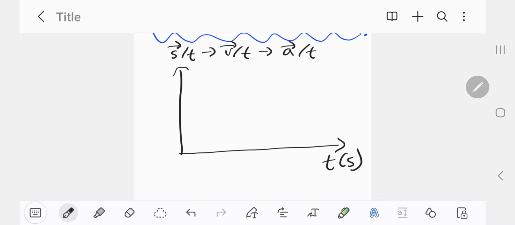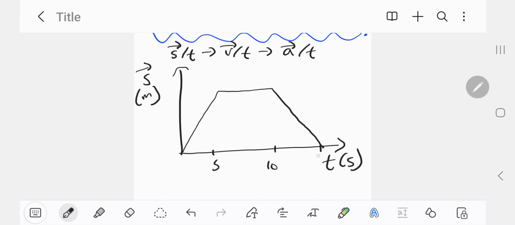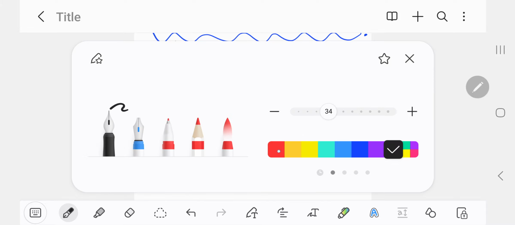Time is typically always on the x-axis because that's where your independent variable goes. That's where the variable that's changing goes. So time is changing, and suppose displacement is what you're measuring. That's the dependent variable that goes on the y-axis. Suppose in this case it's meters. And let me draw a sketch like this. Here are some numbers. Okay, here's the following graph.